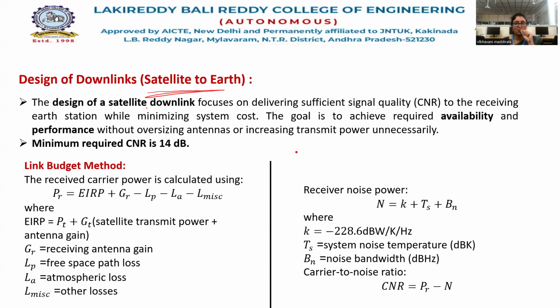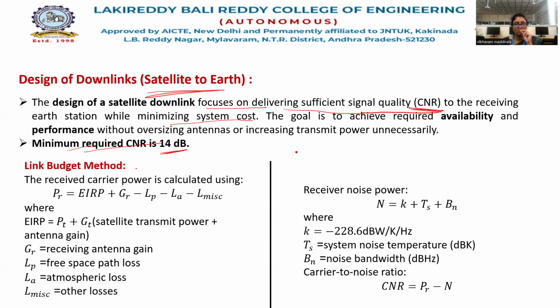So the design of satellite downlink focuses on delivering sufficient signal quality, which is always represented in terms of CNR, that is carrier to noise ratio, to the receiving Earth station while minimizing the system cost. Here the minimum required CNR is 14 dB.